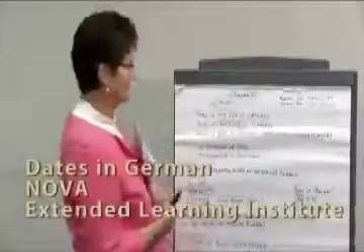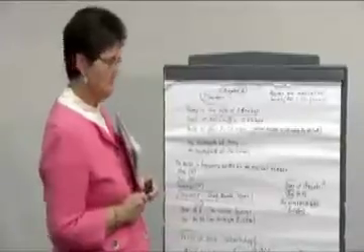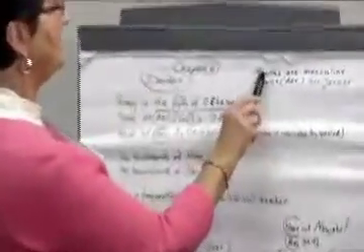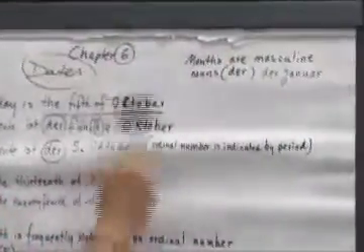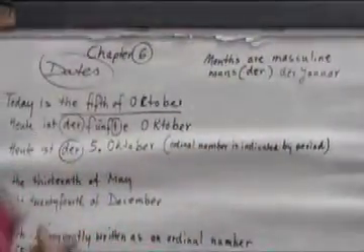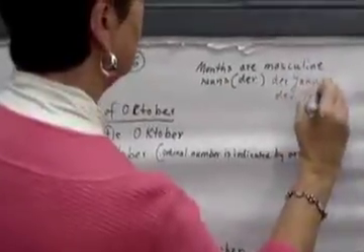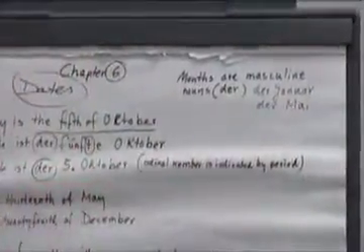Chapter 6. Let's continue our dates. Now, one thing I wanted to mention is that all months and days in German are masculine. So if you say the January, it's der Januar. If you say May, it's der Mai. All right, so they're all der words, they're masculine.